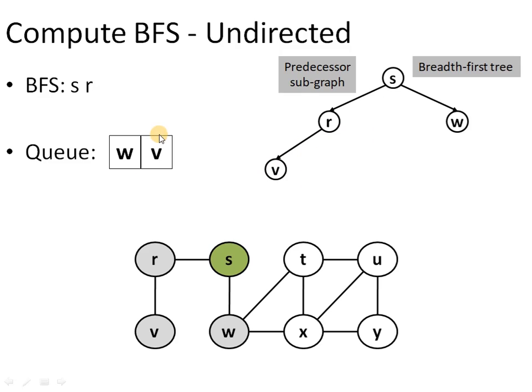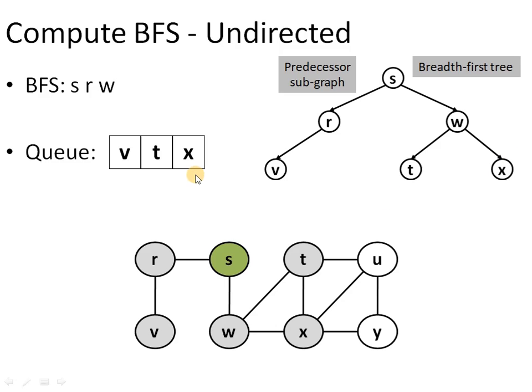Next, W will be dequeued. W is adjacent to S, T and X. S is already explored, so we have to add T and X to the queue. So W is dequeued, T and X we have enqueued, and we are reaching T and X via W. So T and X should be present as child nodes of W.